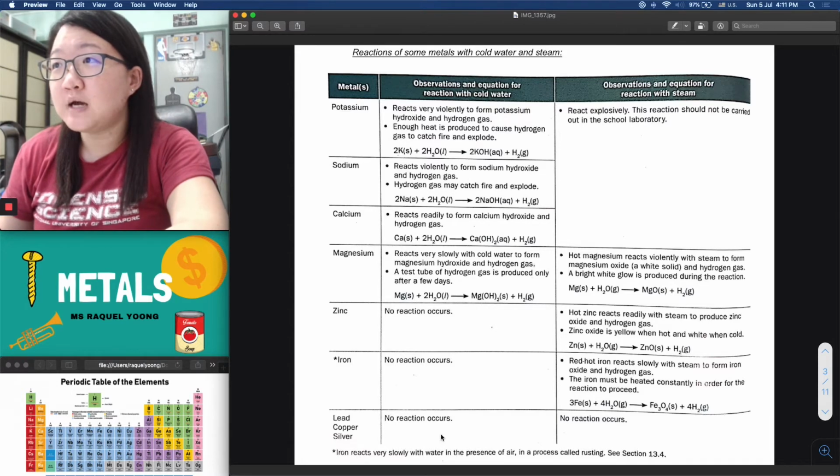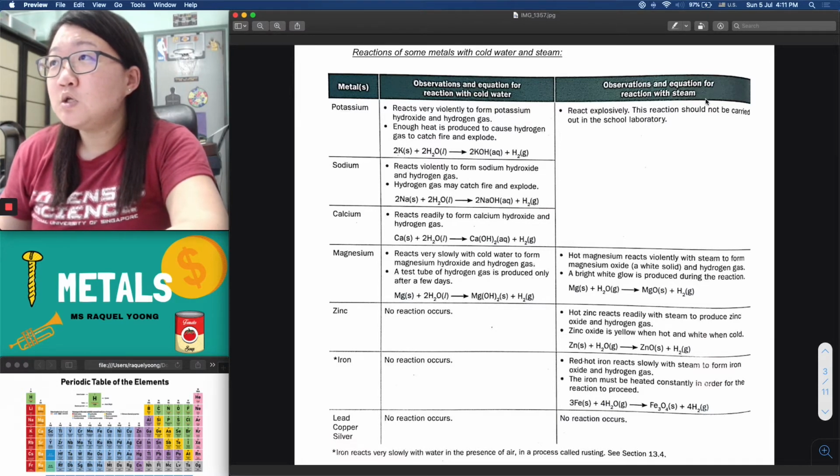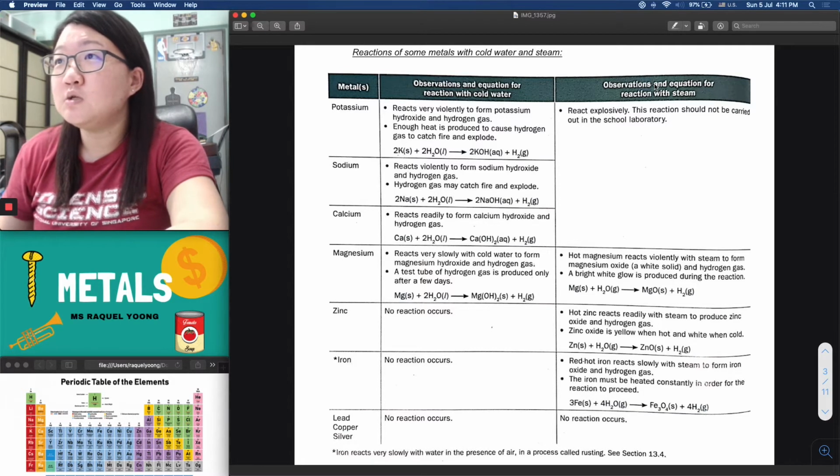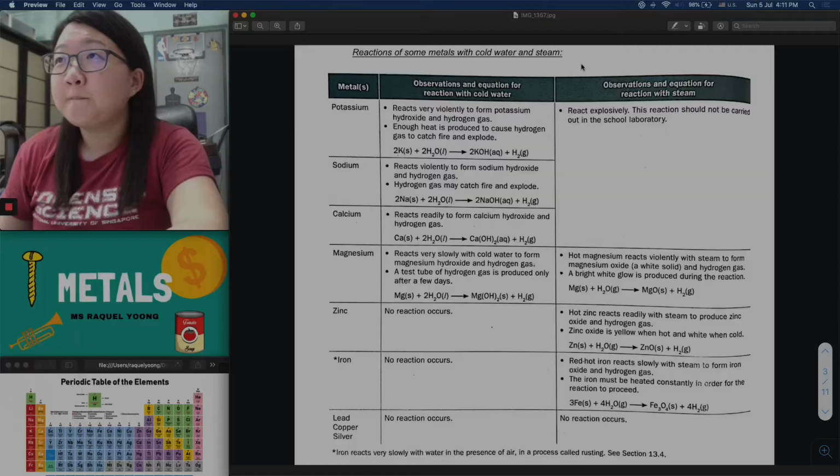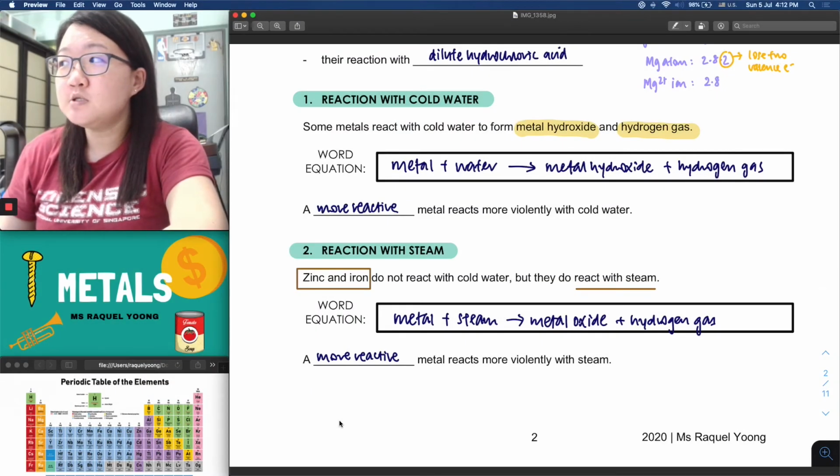way will be to react it with steam. So in order to produce steam, we need to give it more energy, right? We need to heat the water in order for it to change from the liquid state to the gaseous state. Which brings me to my next point. The second type of reaction will be the reaction of metals with steam.